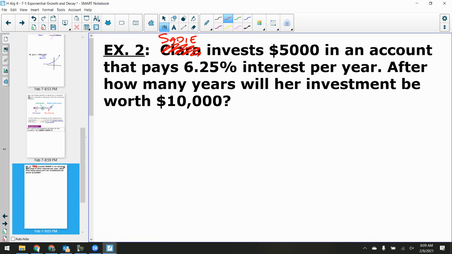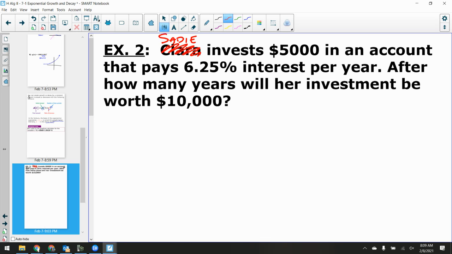Sadie invests $5,000 into an account that pays 6.25% interest per year. After how many years will the investment be worth $10,000? All right. So this is exponential growth or decay? What do we think? Growth or decay? I would hope it would be growth. She's getting paid out 6.25% of her money each year.